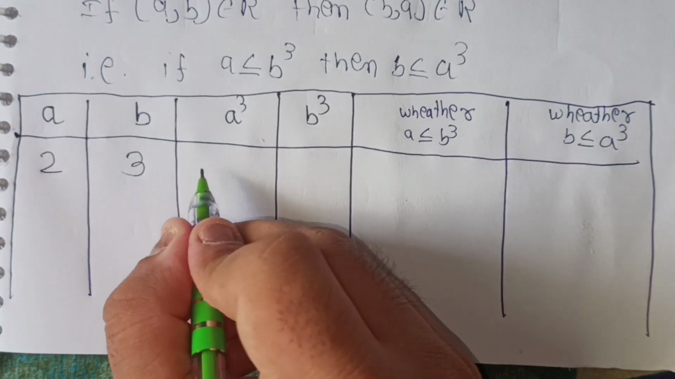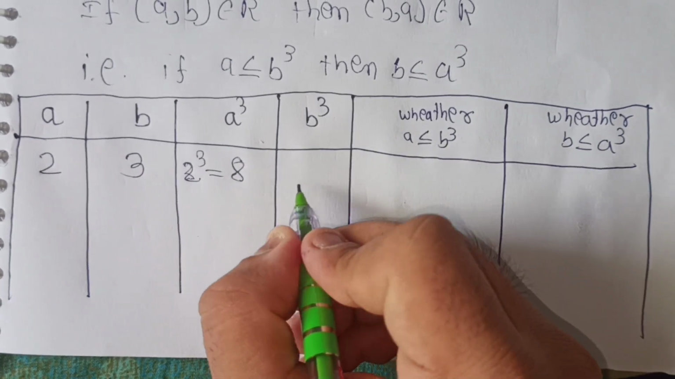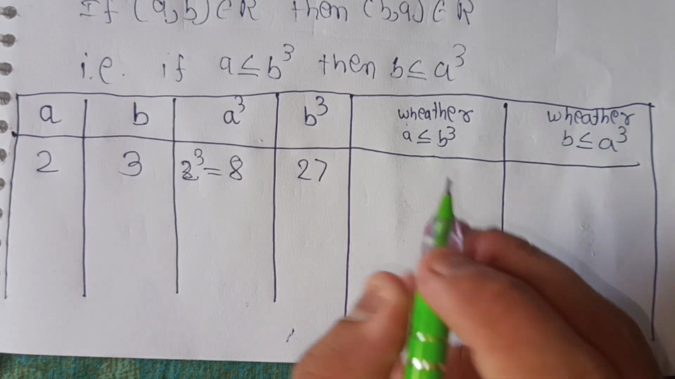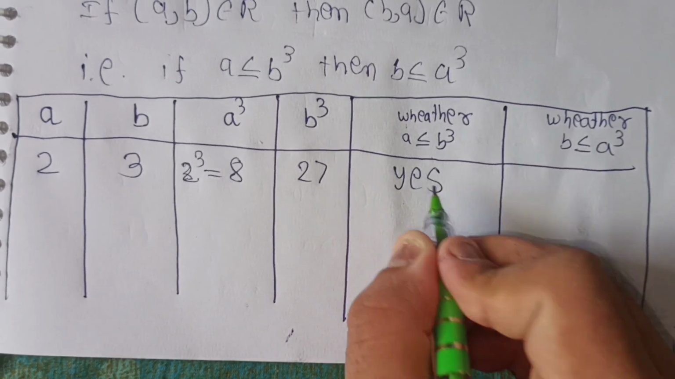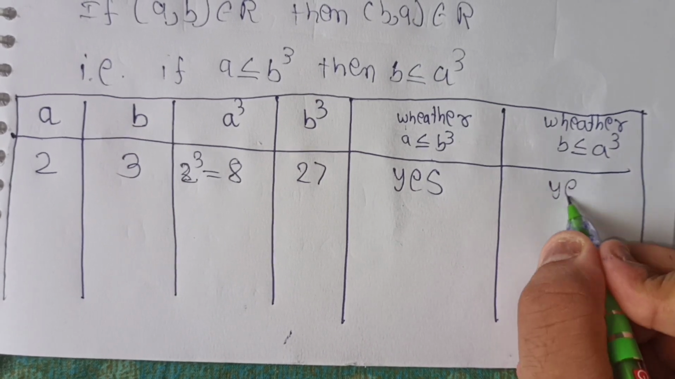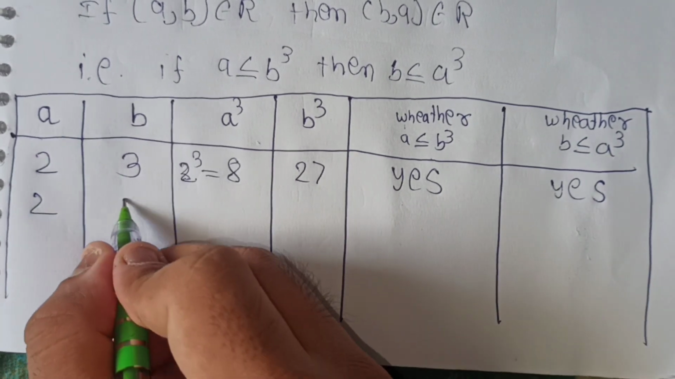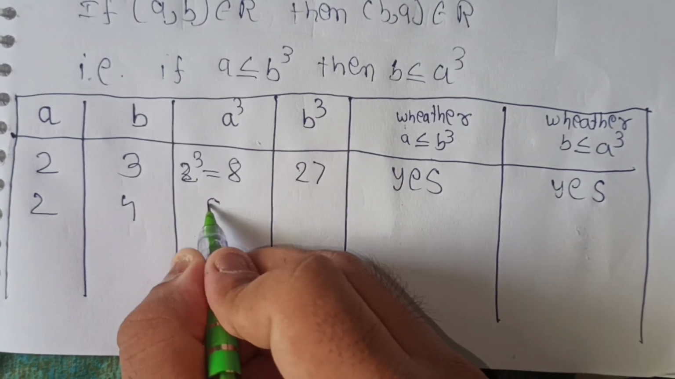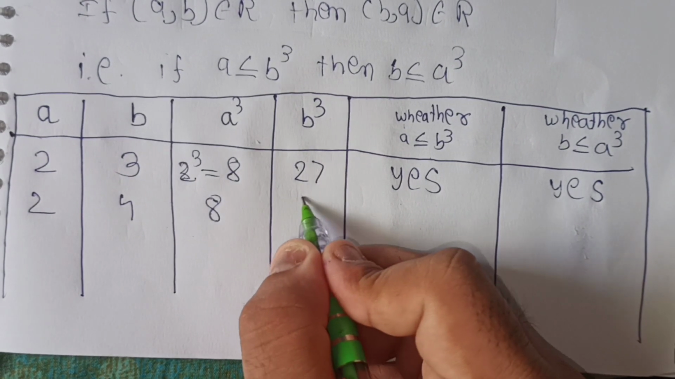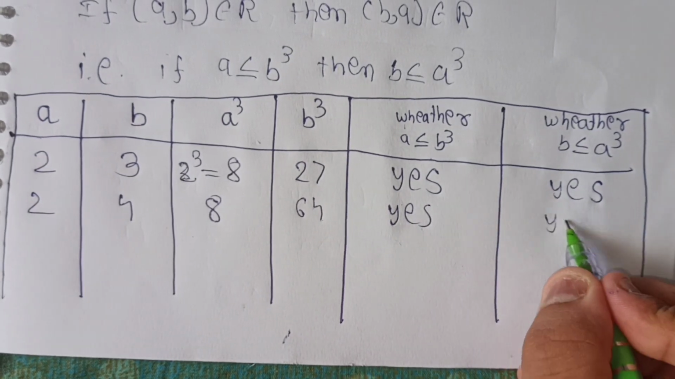Therefore a cube will be 2 cube, which is equal to 8. b cube will be 3 cube, which is equal to 27. So we have to check whether a is less than or equal to b cube. So yes, this is true. And here we have to check b is less than or equal to a cube. So this is also correct. Now we will take a is equal to 2 and b is equal to 4. a cube will be equal to 8, and b cube, which is equal to 4 cube, which is equal to 64. This is also correct, and this is also correct.